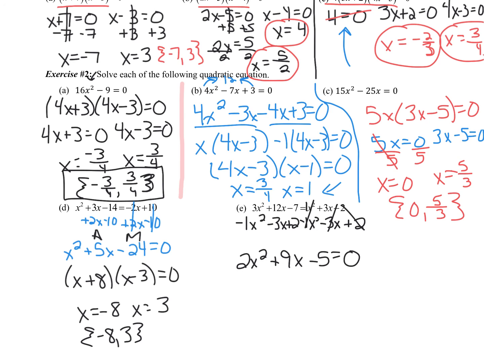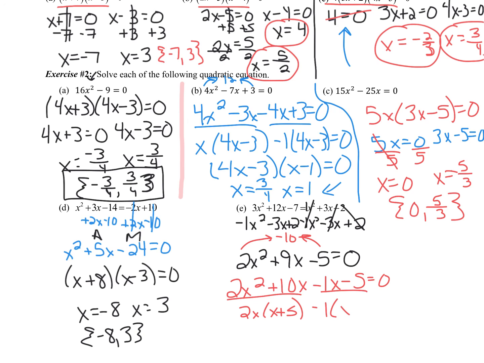Okay, so from here, right, trinomial, a greater than 1, no GCF. So we want numbers that add up to 9 and multiply to -10. So splitting the middle, those two numbers are positive 10 and negative 1. And then we're going to do our grouping. And that gives me x plus 5 times 2x minus 1 equals 0. So my values of x are negative 5 and positive 1/2.